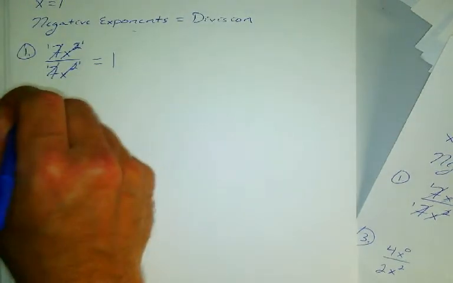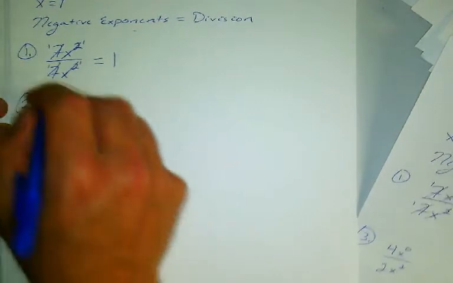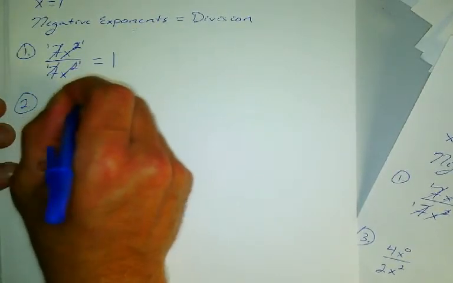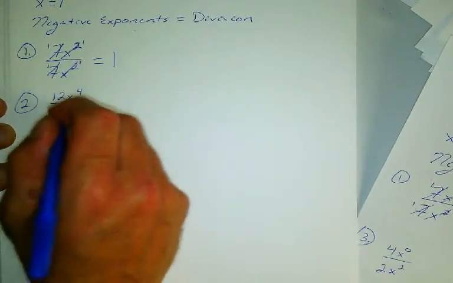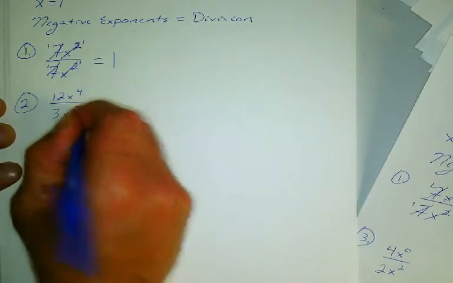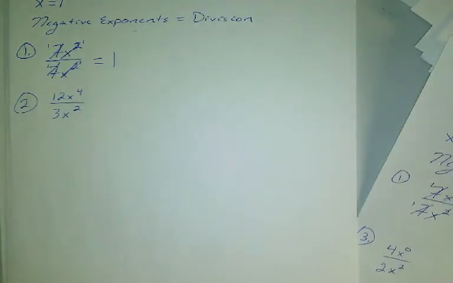Second example. Let's do 12x to the 4th divided by 3x squared. I am going to show you 2 ways to approach these questions. The first way is the long way, but it always works. It's what you do when you forget what to do, and it's my golden rule for exponents. You expand. So if you're stuck, you expand.